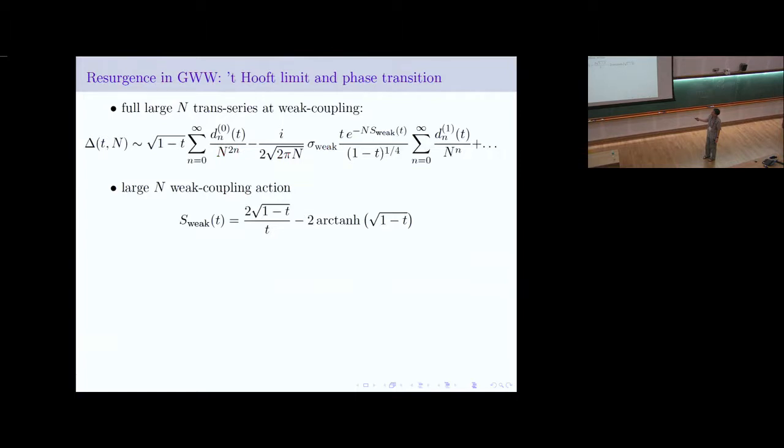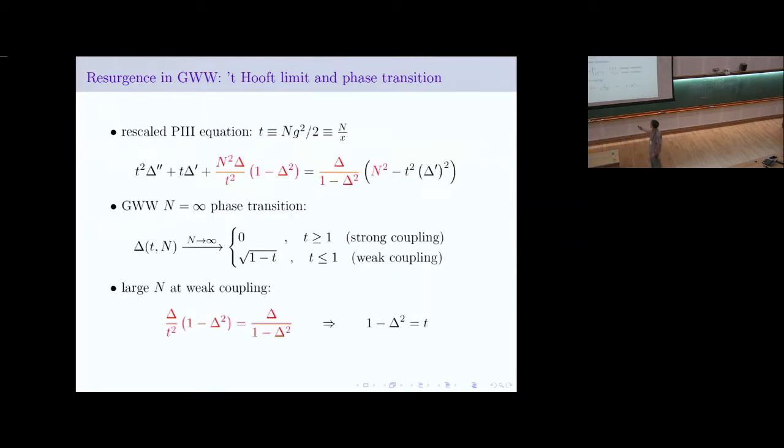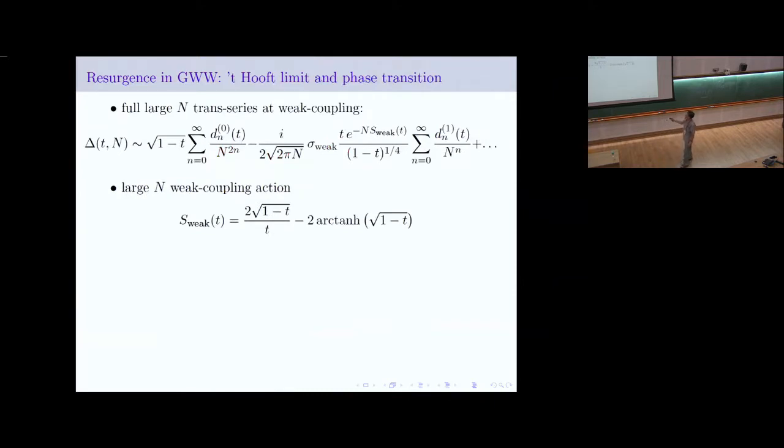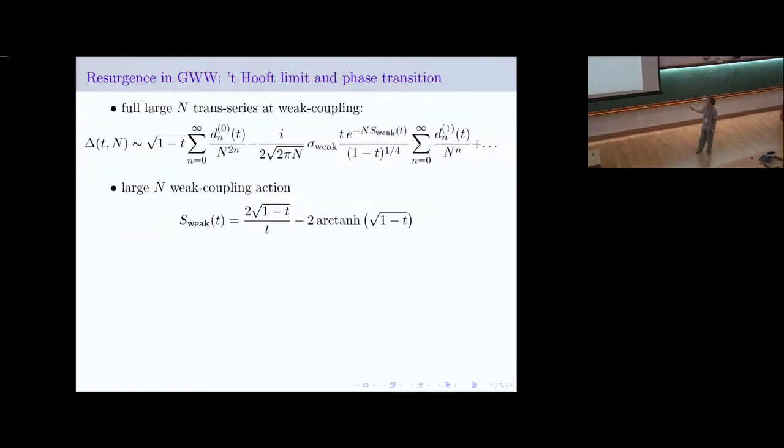So I write this leading behavior, square root of 1 minus t, and I multiply it by a series in 1 over n, and you quickly discover that actually it's a series in 1 over n squared just by matching terms, because the equation only involves n squared, with some coefficients that are functions of t. But then, I'll tell you about the large order growth in a second, you learn from linearizing around that solution that there's an exponential contribution which has e to the minus n times some function of t, with some prefactor, also multiplied by a series.